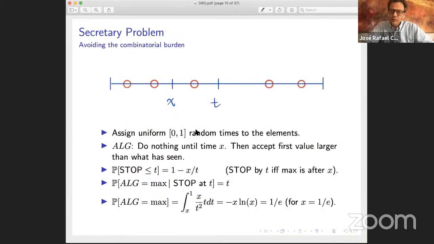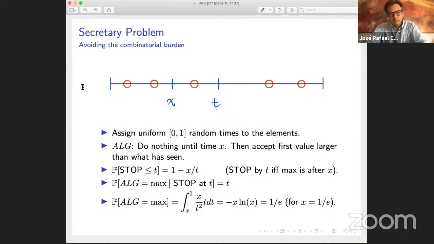So this is a way, I don't know if you've seen it. You've seen proofs of the 1 over e guarantee for the secretary problem. But this proof, which I haven't seen elsewhere, is what actually gives the idea of our algorithm. It's a very simple proof. So we assign uniform random times to the elements in the interval [0, 1]. These red circles denote the arrival times in the interval [0, 1].